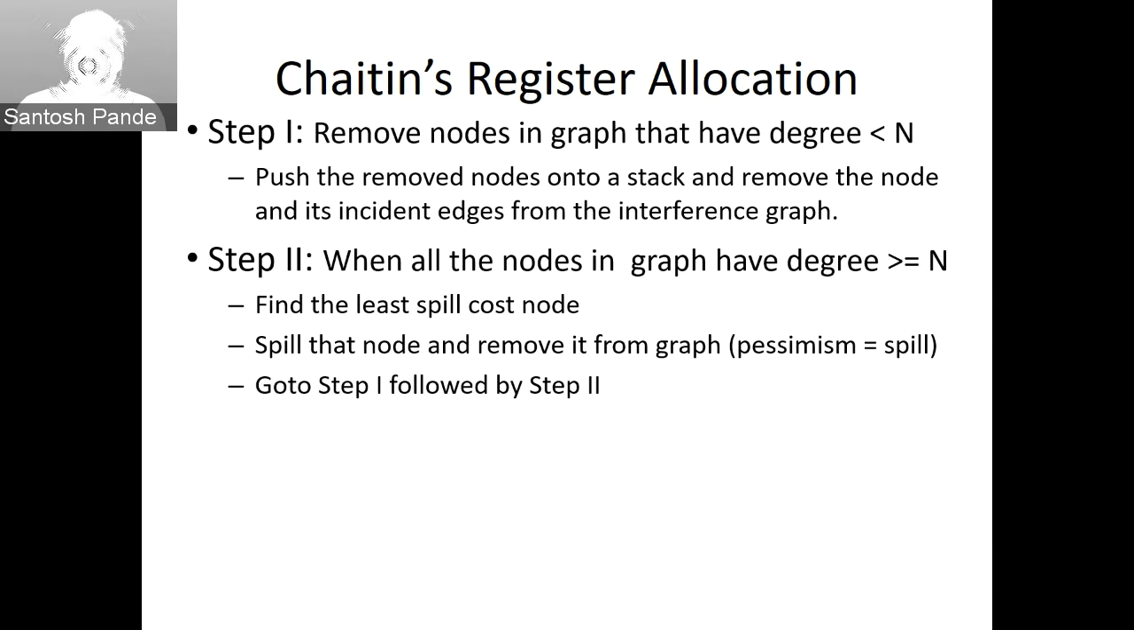Remove it, and then again, so this is a graph simplification. Once this is spilled, remove all its interfering edges, remove the node from the graph, and that graph is again fed back to step 1, and we'll keep doing this till the whole graph is colorable. So that's Chaitin's algorithm. And in that process, you might go ahead and generate a lot of spill.